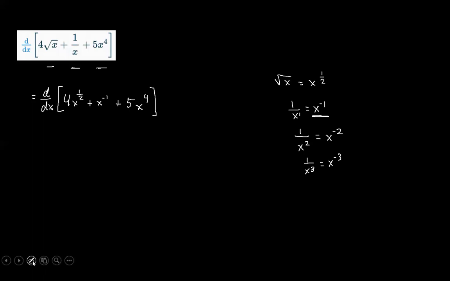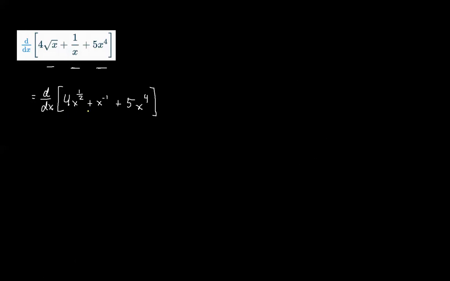Now let's go back. So as you can see, each of the terms given in this problem has their own exponent. So if we see a variable that has an exponent, then we're going to use the power rule of differentiation. All right, and this is x raised to n.